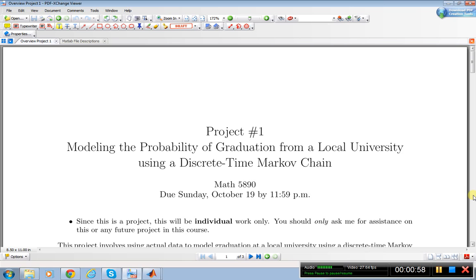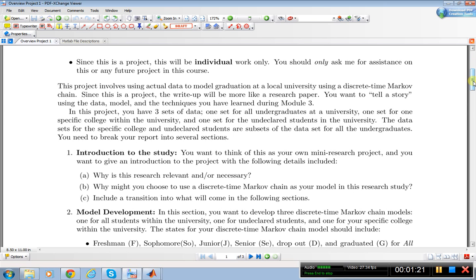But it really is based on some kind of research problem that people were interested in, and in this case in a university. So what you're going to do is model graduation or graduation rates, or the probability of graduation from a local university using a discrete time Markov chain. So I'm just going to give you some highlights from this. You can read it all by yourself.